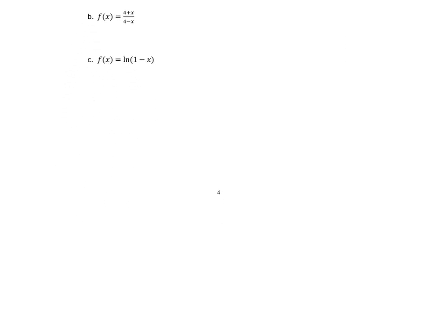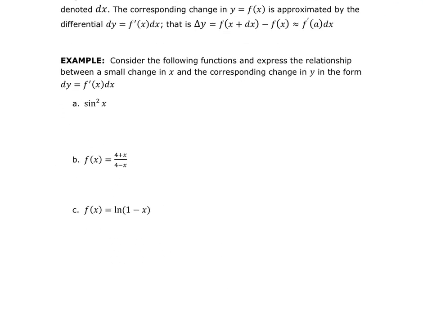Okay, this is the last part of this section, which says, considering the following functions, express the relationship between a small change in x and the corresponding change in y in the form dy is equal to f prime dx. So all I'm asked to do is find dy is equal to f prime dx. The reason we're doing this is because when we get to the end of this chapter, we're going to start undoing derivatives, so we've got to get used to the notation. All I'm asking you to do is our regular derivatives.